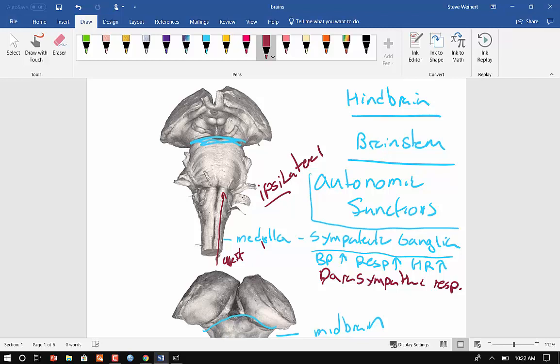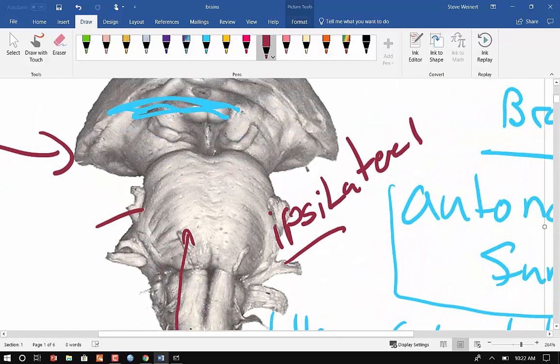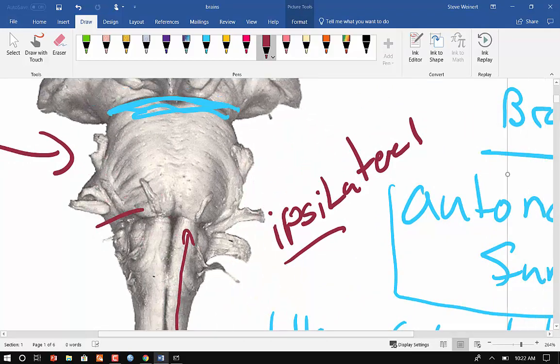From the cauda equina down at the bottom, all the way up and through the medulla, all the way up into this structure called the pons, here, all the way up into the pons, it's ipsilateral. What do you kind of notice about the pons? Let me zoom in a little bit. What do you notice about the structure of the pons? I moved the picture back to it. Okay, it's definitely bigger. What else about it?